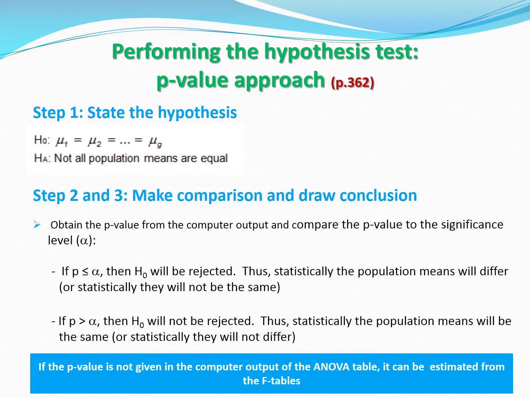If the p-value is not given on the computer output, then we can estimate that from the F tables. But since we only have the 1% and the 5% F table, our range of values will be very limited. But you can read through that section in the textbook since it's not part of the outcomes. So you will not be tested on that in a test or exam.